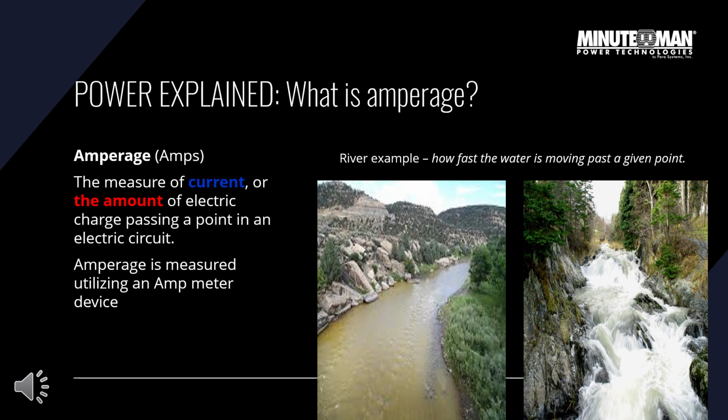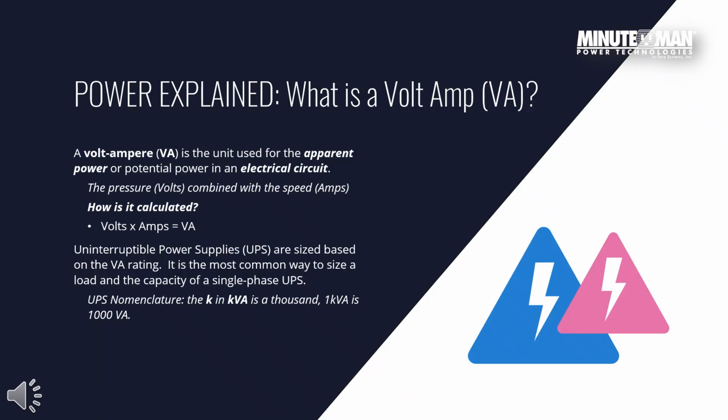Too many amps through a small wire can be a huge fire risk. Power explained. What is a volt amp? The unit of electrical power you may not hear every day, the volt amp or VA, is the unit used for the apparent power or potential power in an electrical circuit.